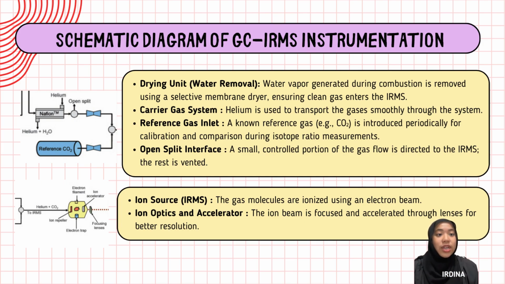And we have the reference gas inlet. Okay, so a reference gas such as CO2 is introduced periodically for calibration and comparison during isotope ratio measurement. And then we have the open split interface. In this part, a small controlled portion of gas flow is directed to the IRMS while the rest is vented. Okay, so next, the IRMS system. So we have the ion source. In the ion source, the gas molecules are ionized using an electron beam. And then we have the ion optics. The ion beam is focused and accelerated through lenses for better resolution.